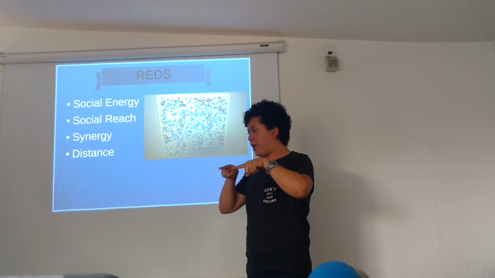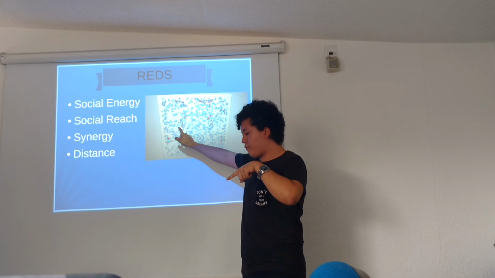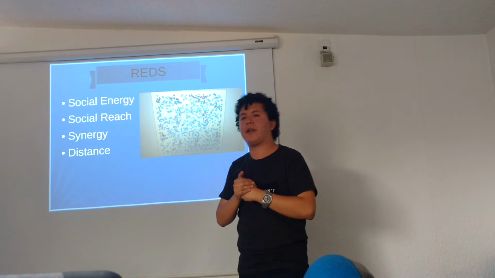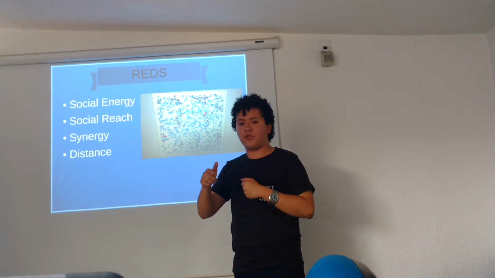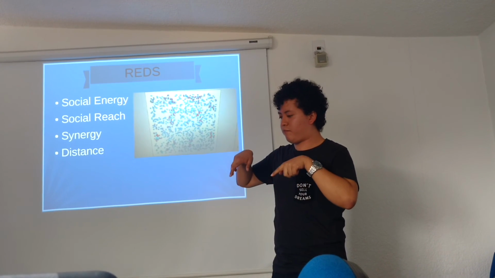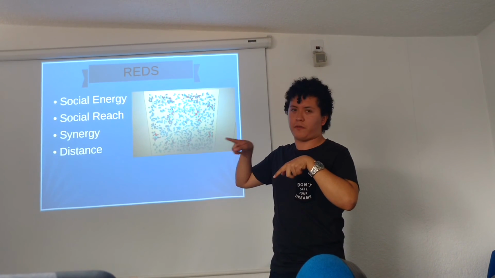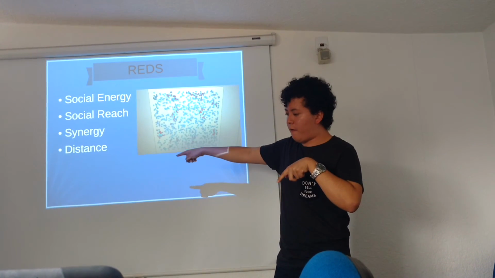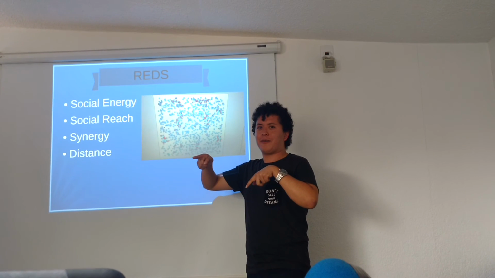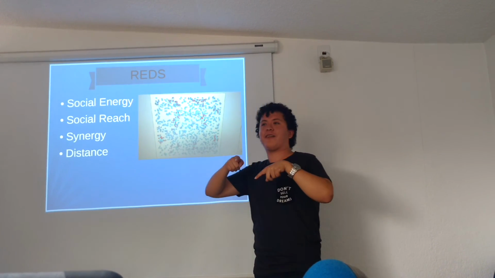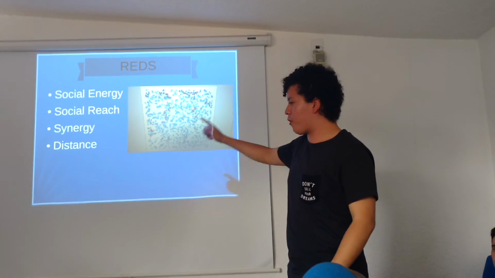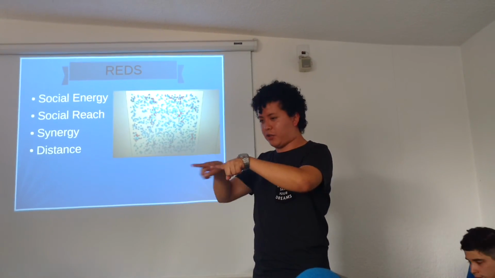Every edge in the network has a cost. The cost is determined by the distance between the nodes plus the parameter of the synergy times the number of neighbors that the two nodes share.